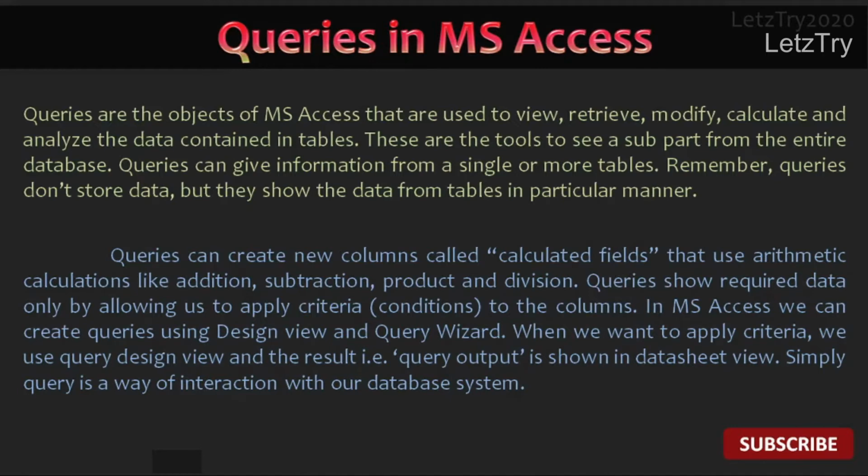Queries show required data only by allowing us to apply criteria or conditions to the columns. In MS Access, we can create queries using Design View and Query Wizard. When we want to apply criteria, we use Query Design View and the result or query output is shown in Datasheet View.